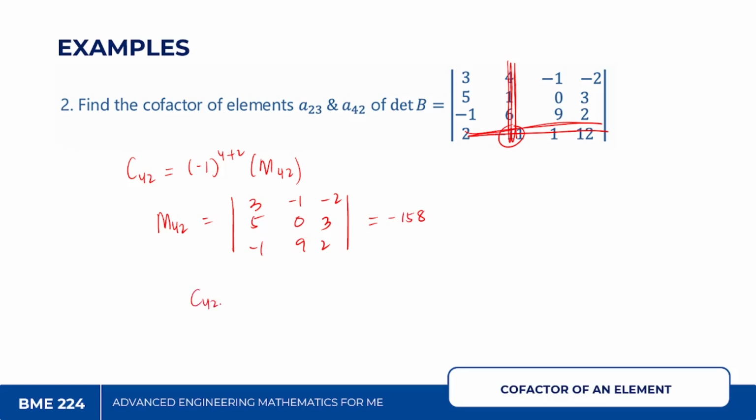Therefore, your C42, the cofactor of element A42, that is negative 1 to the power 6, even, so that is positive, times negative 158. So therefore, that is just negative 158. Okay? So, I hope you got the cofactor and the minor of a matrix.